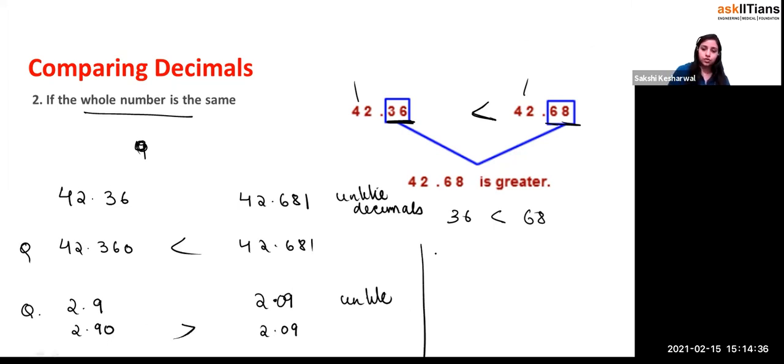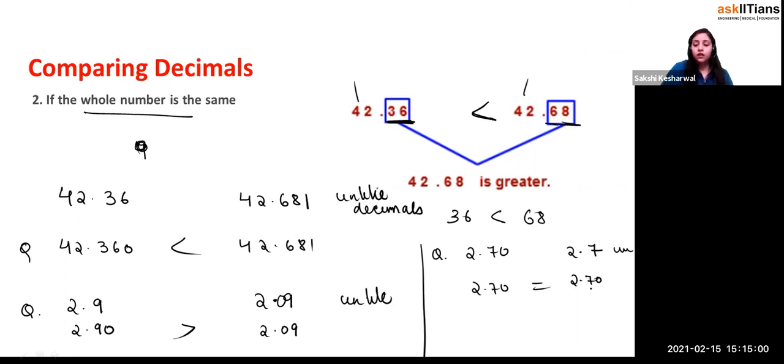Yeah. If I ask you, if I say it is 2.70, and if I write 2.7, which one is greater? So definitely both of them are unlike, right? So if you convert it, it will be 2.70, and this will be 2.70. So both of them are equal, right? So you have to think about the number and just answer it.